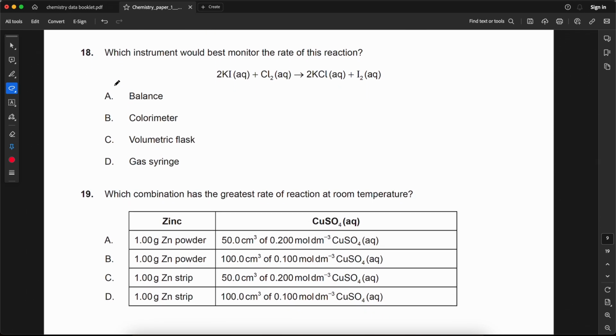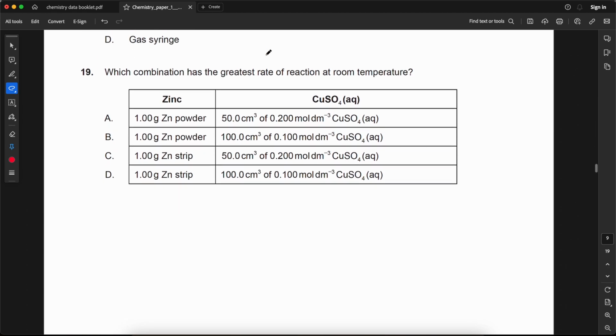Which instrument would best monitor the rate of this reaction? It's colorimeter because it reacts with Cl2 chlorine water. Chlorine water has a yellow greenish color, and even though KI is colorless, once it mixes with the chlorine water, it will have a color. And colorimeter absorbs a portion of the light according to the color intensity. So colorimeter is the best instrument to monitor the rate of the reaction.